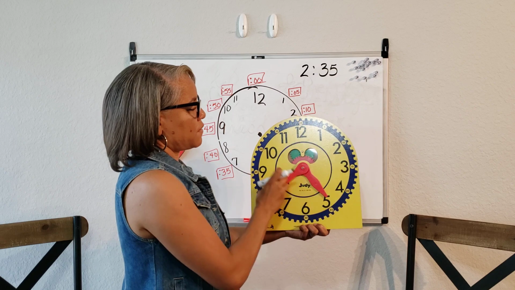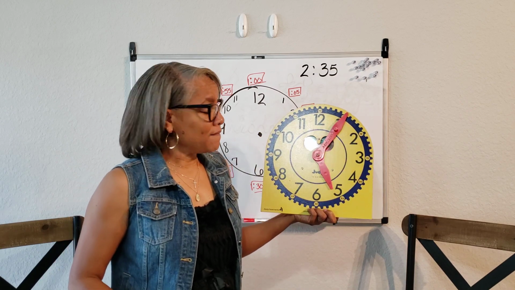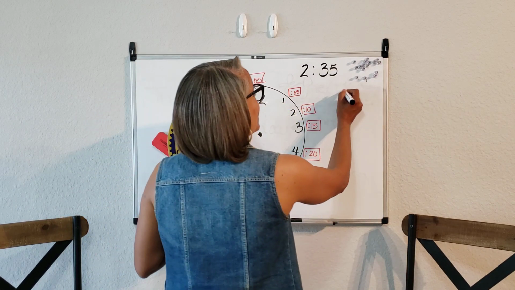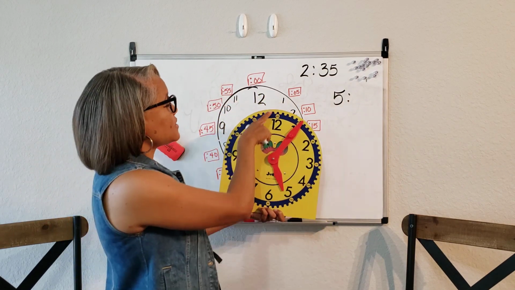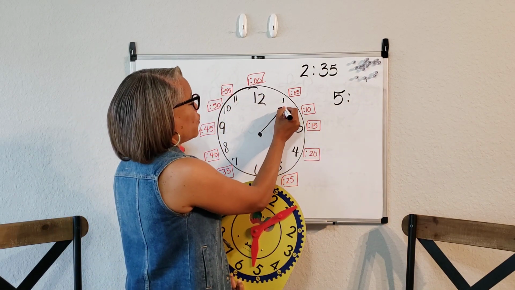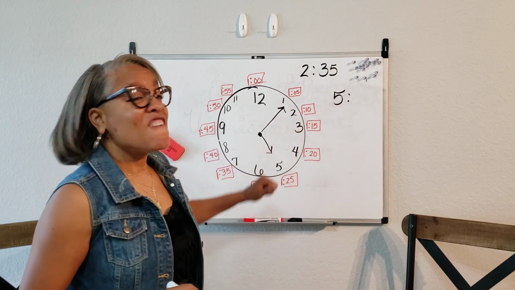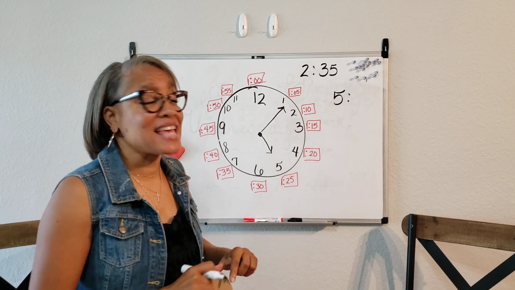Let's do another one. Look at that. Okay. What hour of the day is it? It's the 5 o'clock hour. Very good. Okay. And the minute hand is on the 1. So what time is it? 5 what? 05, which means it's 5 minutes after the hour.